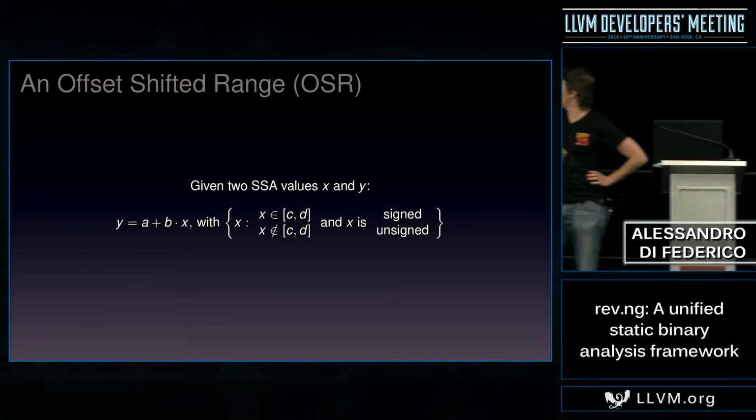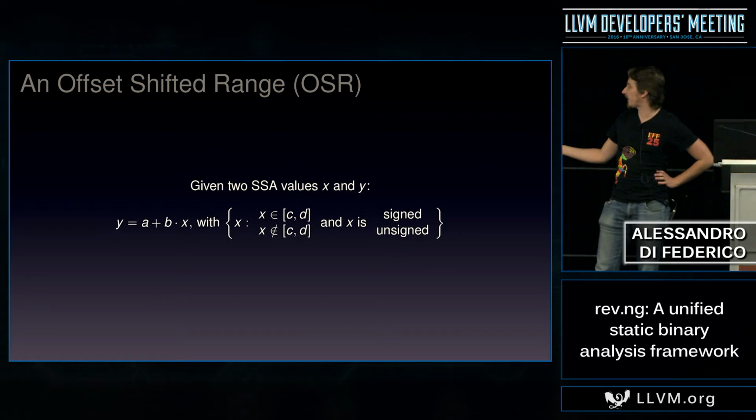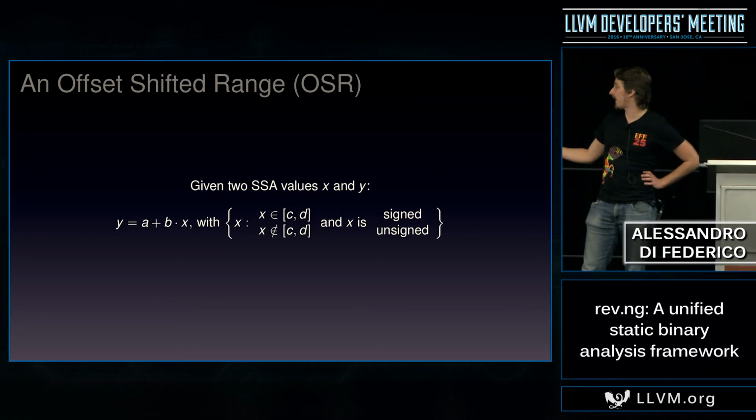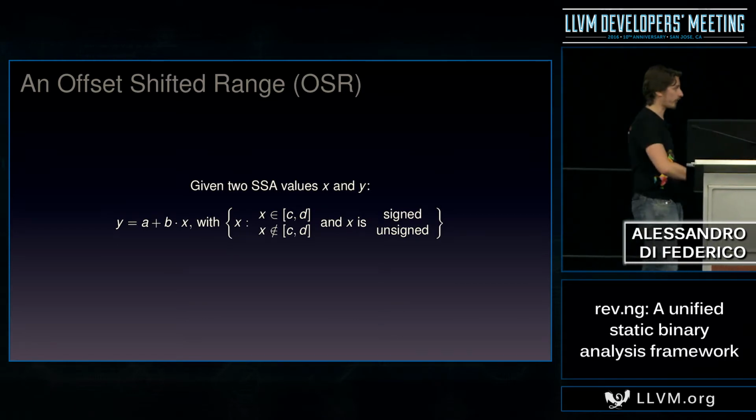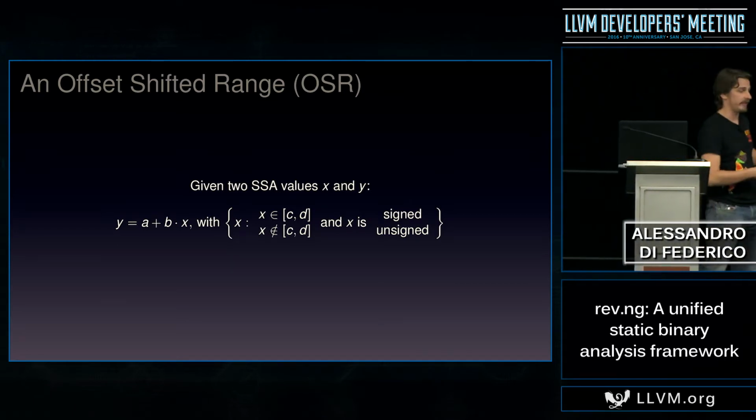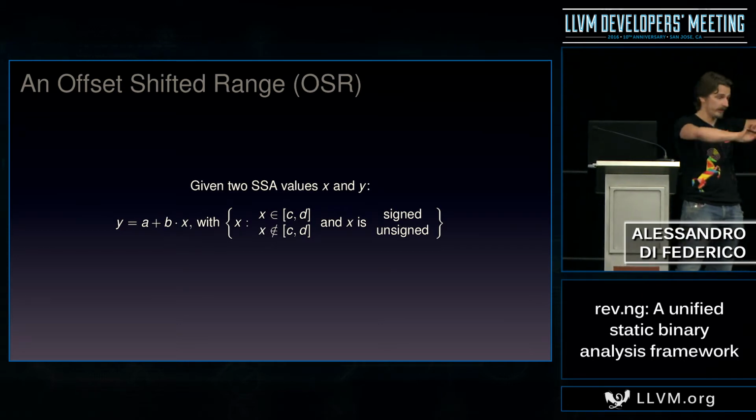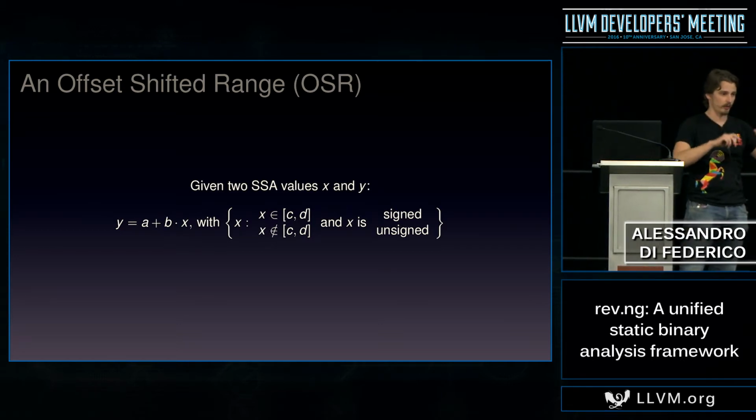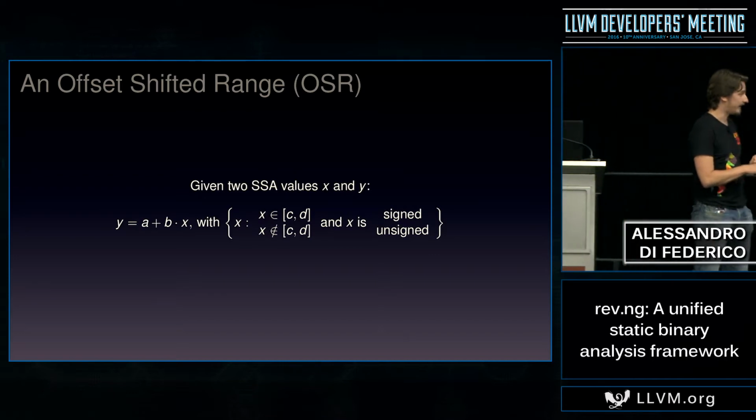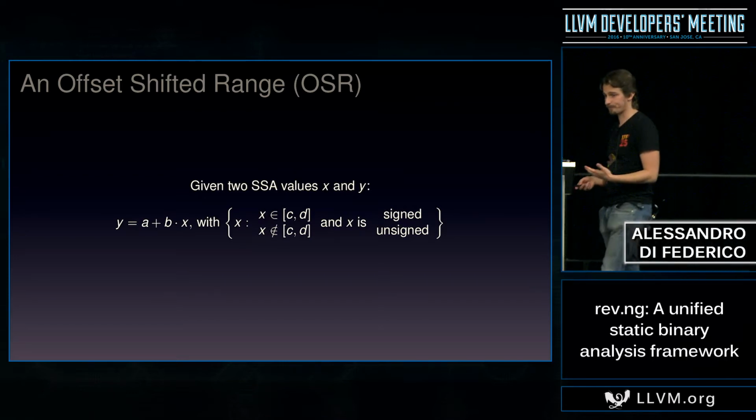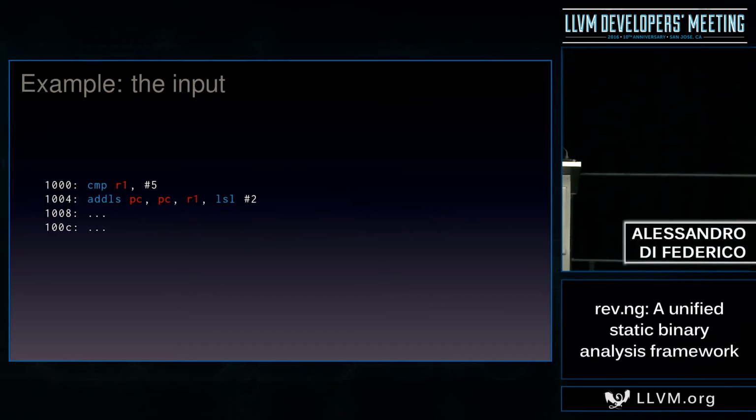Supposing that you have two SSA values, x and y, we are trying to express y in terms of x, so y equals a plus b multiplied by x. We can also say that x is contained in the CD range, or it's outside the CD range. We consider both options, and x is signed or unsigned. How can we do this?